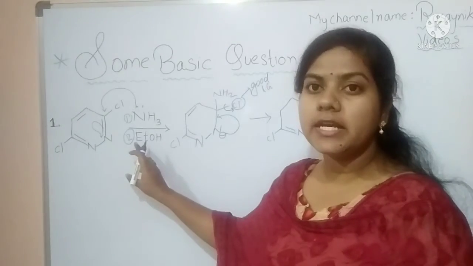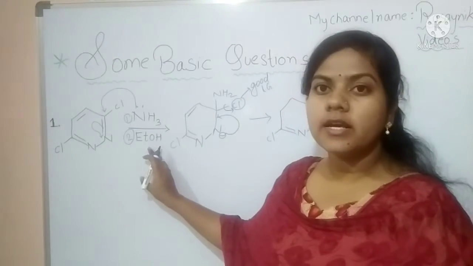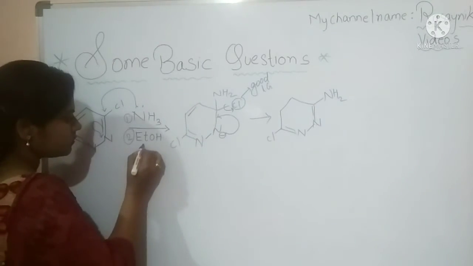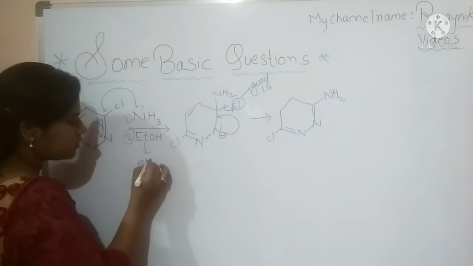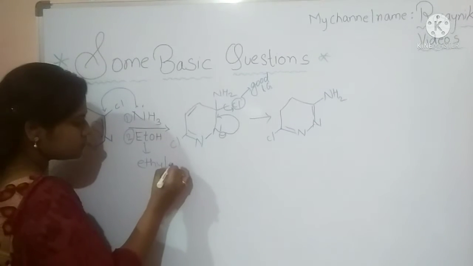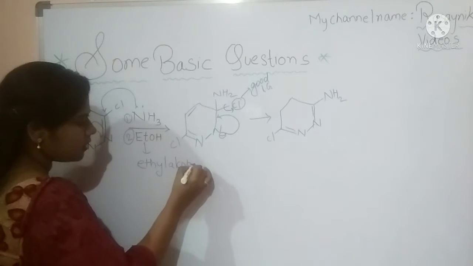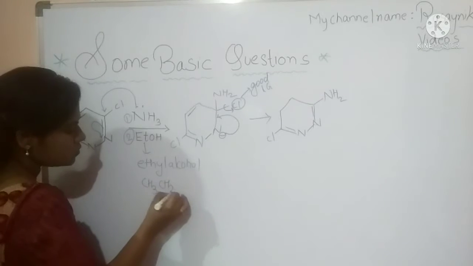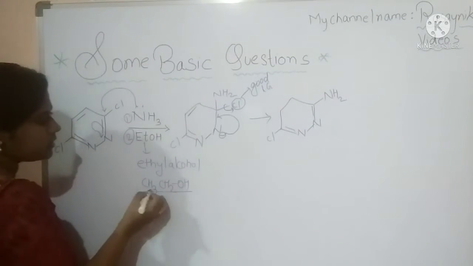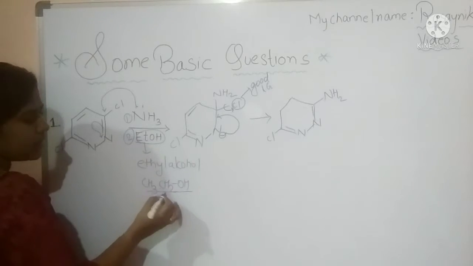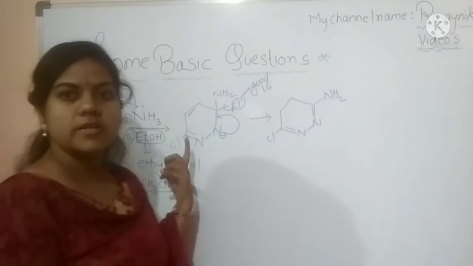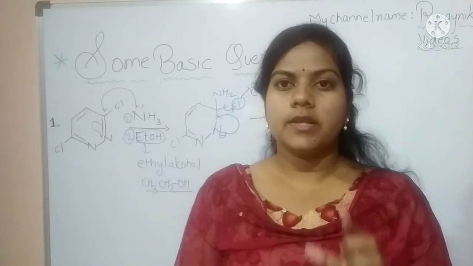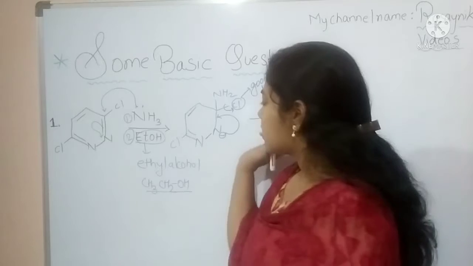Now the next step is EtOH. EtOH means what? Ethyl alcohol. We can also write it as CH3CH2OH. This is the short form of ethyl alcohol. Now, what is EtOH? Ethyl alcohol acts as a base.